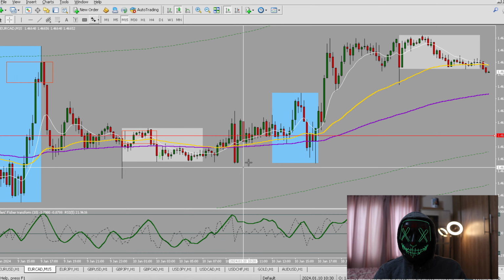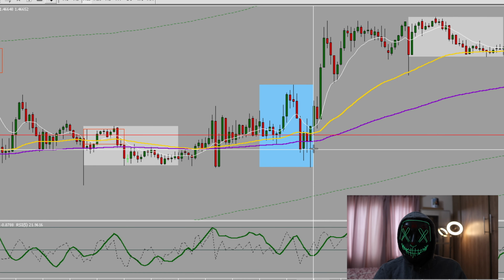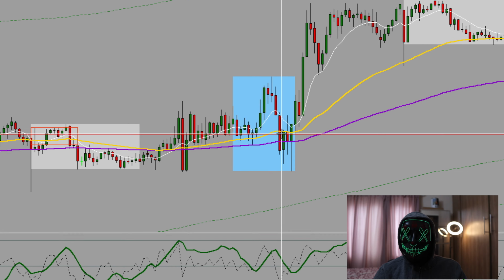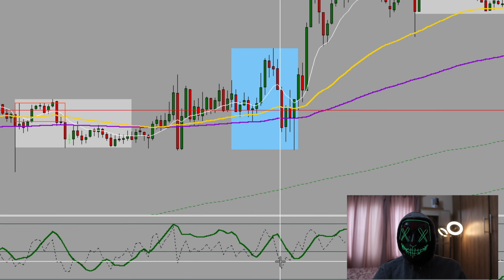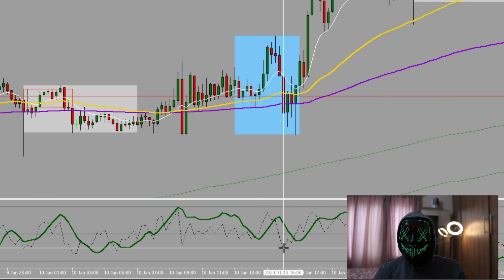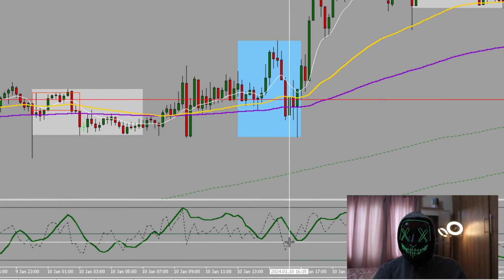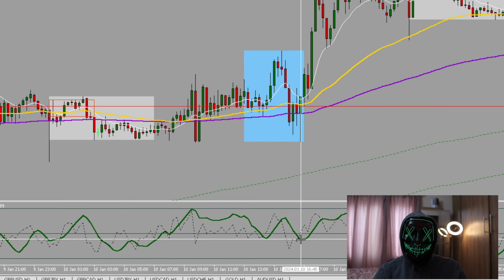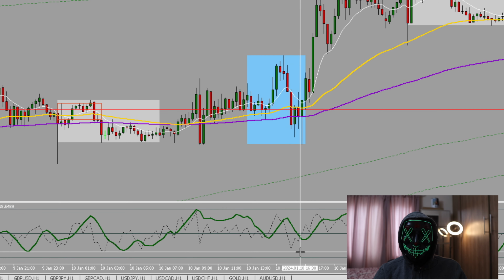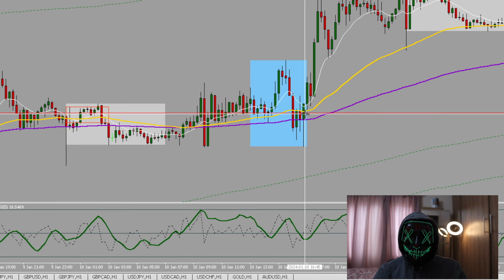So at that point, price then comes back here, touches the yellow line. Then I'm monitoring my RSI. My RSI was already beneath the 50 level, and at this point I'm just waiting for my RSI to cross above this green solid line. The cross happens on this candle, on this green candle.